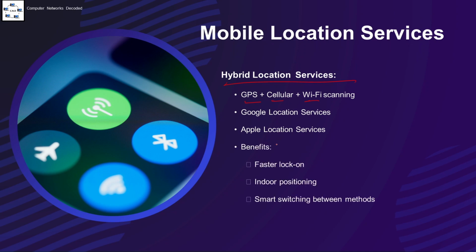The hybrid location services have multiple benefits such as faster lock-on, because it uses multiple services, so the exact location is found faster. It will also give an accurate position indoors because it uses Wi-Fi as well as cellular service, and it has the feature of smart switching between different methods. Let's suppose you are using GPS outside and you suddenly come indoors, then your service will be shifted from GPS to cellular or Wi-Fi.